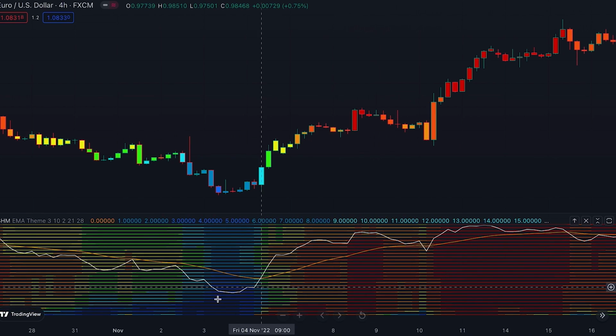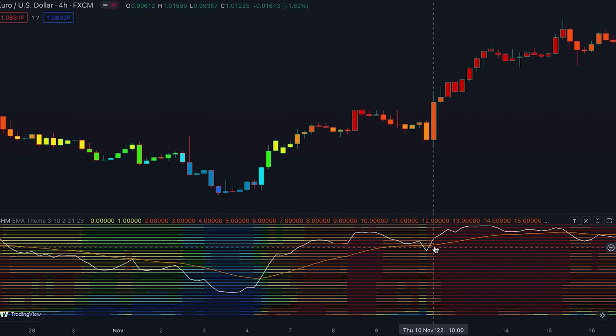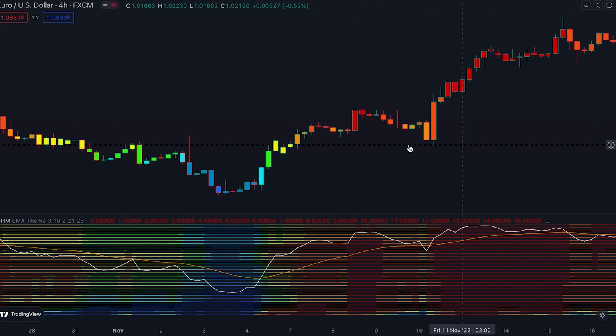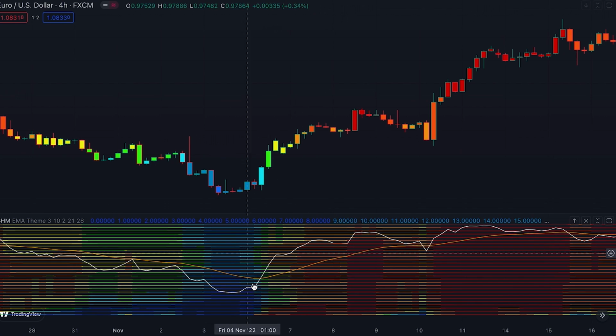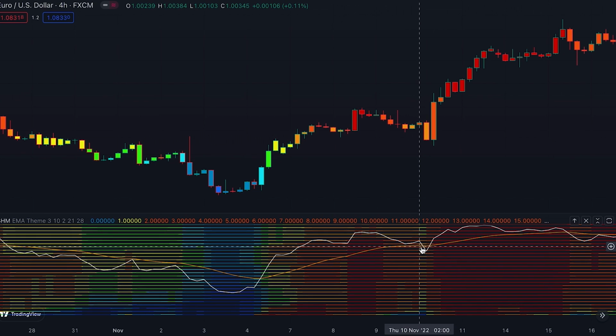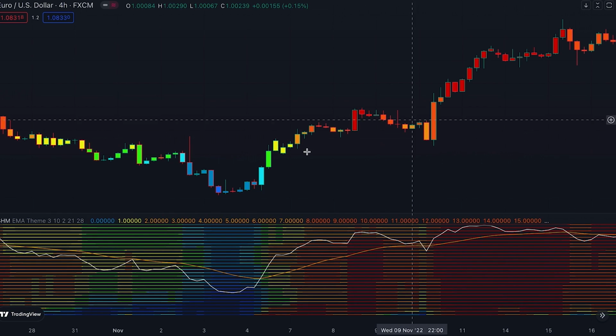The crossing of the white line above the orange line in this situation can provide us a trading signal for opening a long position, and its crossing below the orange line in this situation can provide us a trading signal for opening a short position. But it's not always the case. For example, for this case it was a successful signal and the market changed its direction to an uptrend, but for this case it just showed a pullback, which was during this uptrend.